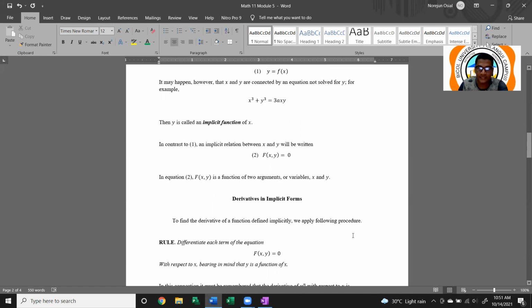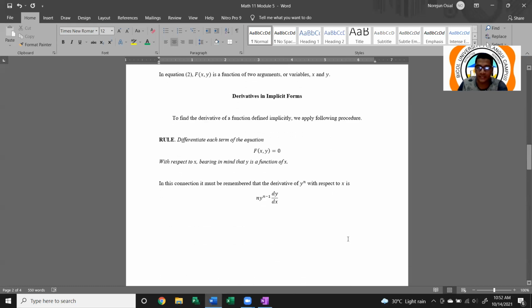To find the derivative of a function defined implicitly, we apply the following procedure. This is just a simple rule. To find the derivative, we simply differentiate each term of the equation f of x, y equals 0 with respect to x, bearing in mind that y is a function of x.